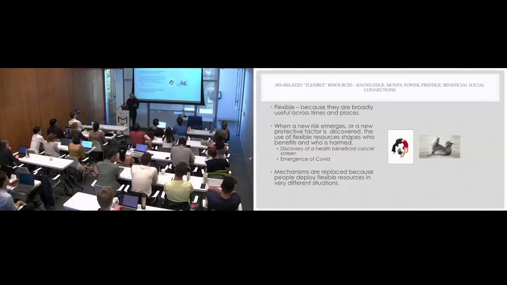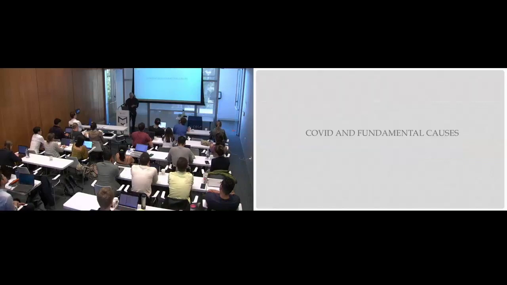Or the emergence of COVID, something bad comes along and people use their resources to protect themselves and create inequalities in the experience of COVID. So mechanisms are replaced because people deploy flexible resources in very different situations. So that's the argument for the mechanism generator. It creates mechanisms, is the idea of a fundamental cause.